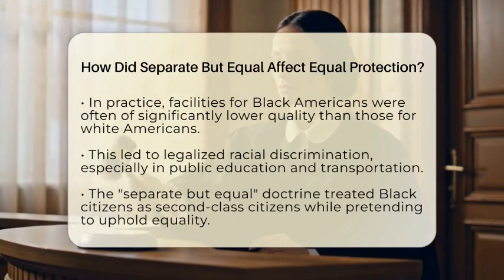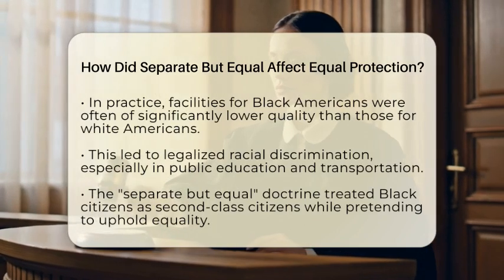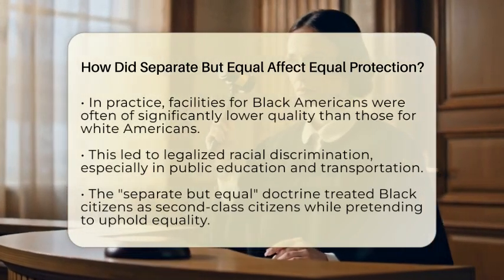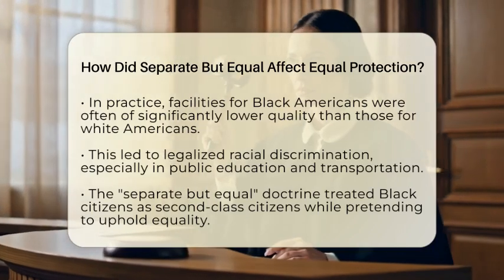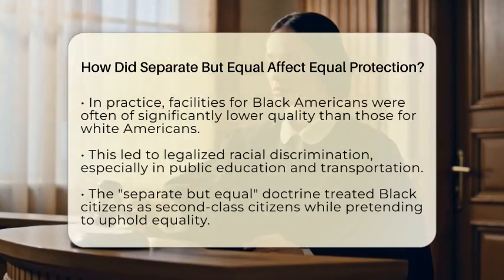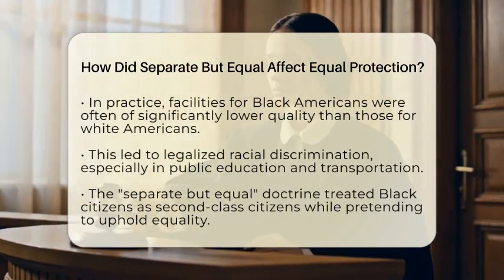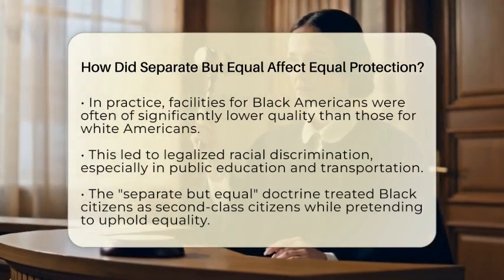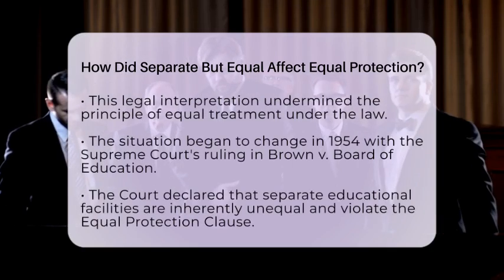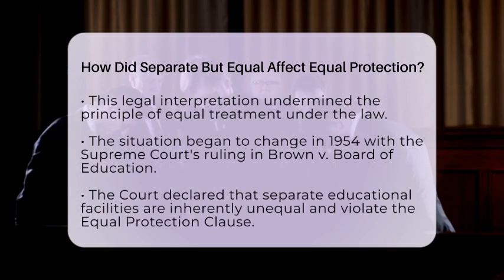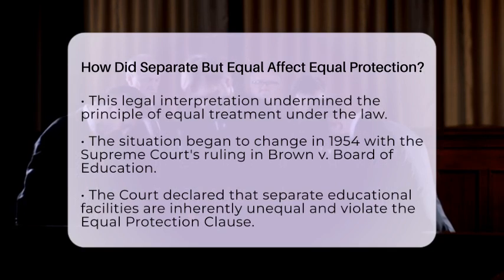other public services. The separate but equal doctrine effectively allowed states to treat black citizens as second-class citizens while pretending to uphold equality. This legal interpretation undermined the principle that everyone should receive equal treatment under the law. It permitted segregation to continue as long as separate facilities existed, regardless of their actual quality. This created a significant gap in rights and opportunities for black Americans, who faced discrimination in many aspects of life.